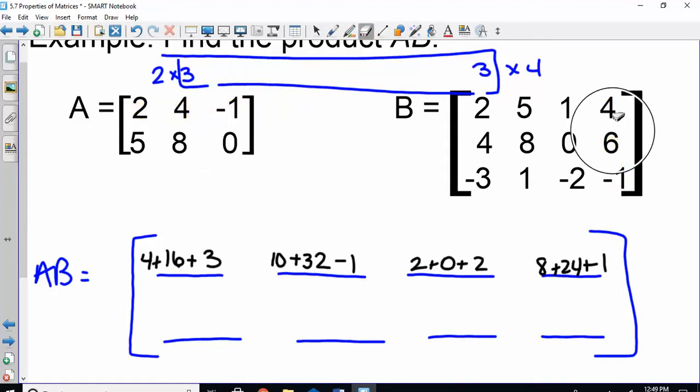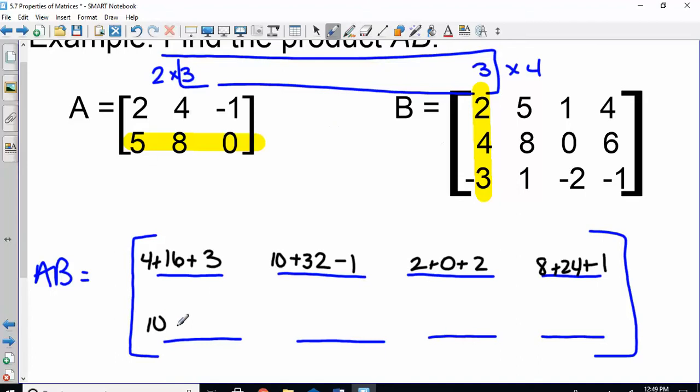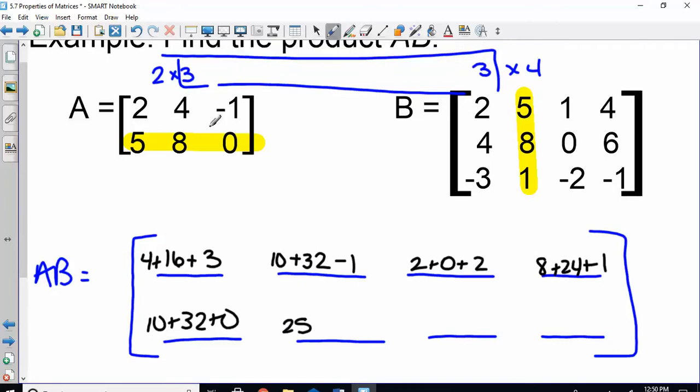Next, I need the number in row 2, column 1. So take row 2 times column 1. So 5 times 2 is 10. 8 times 4 is 32. 0 times -3 is 0. Now we need row 2, column 2. So row 2 times column 2. So 5 times 5 is 25. 8 times 8 is 64. 0 times 1 is 0.